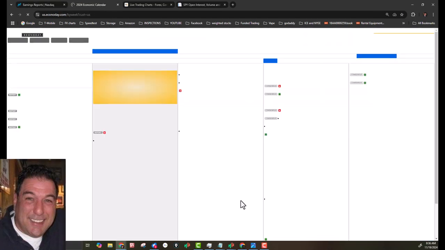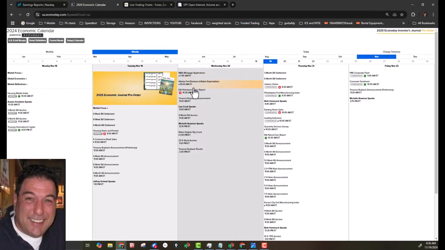On the economic calendar, what do we got going on today? MBA mortgage applications come out at 7. Petroleum report 10:30. Lisa Cook's going to speak. It's not Mr. Powell, so we don't really worry about it. Michelle Bauman's going to speak. It's not Mr. Powell, so we don't worry about it.